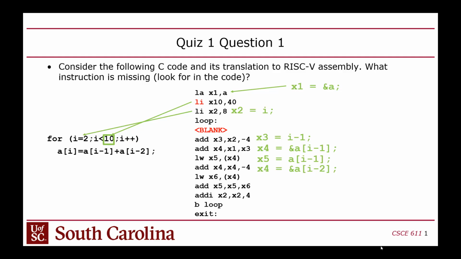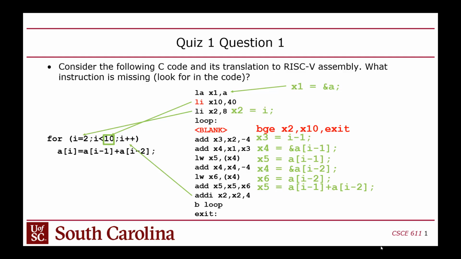And then we decrement X4 again by 4, so we go back one more word in the address. And then we load, in this case, X6 with A[I minus 2]. And then we add the 2 elements together, and then we increment I by 4. And then we go back to the beginning of the loop. So the only thing this is missing is the pretest condition for the loop.